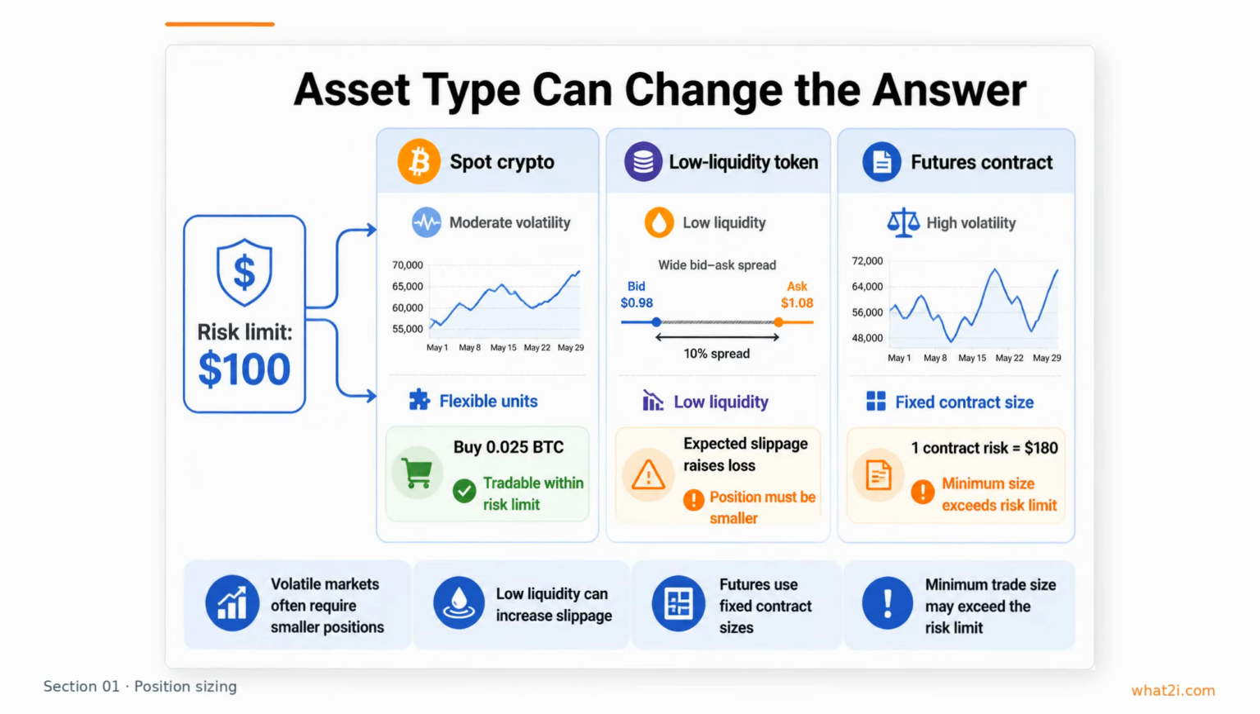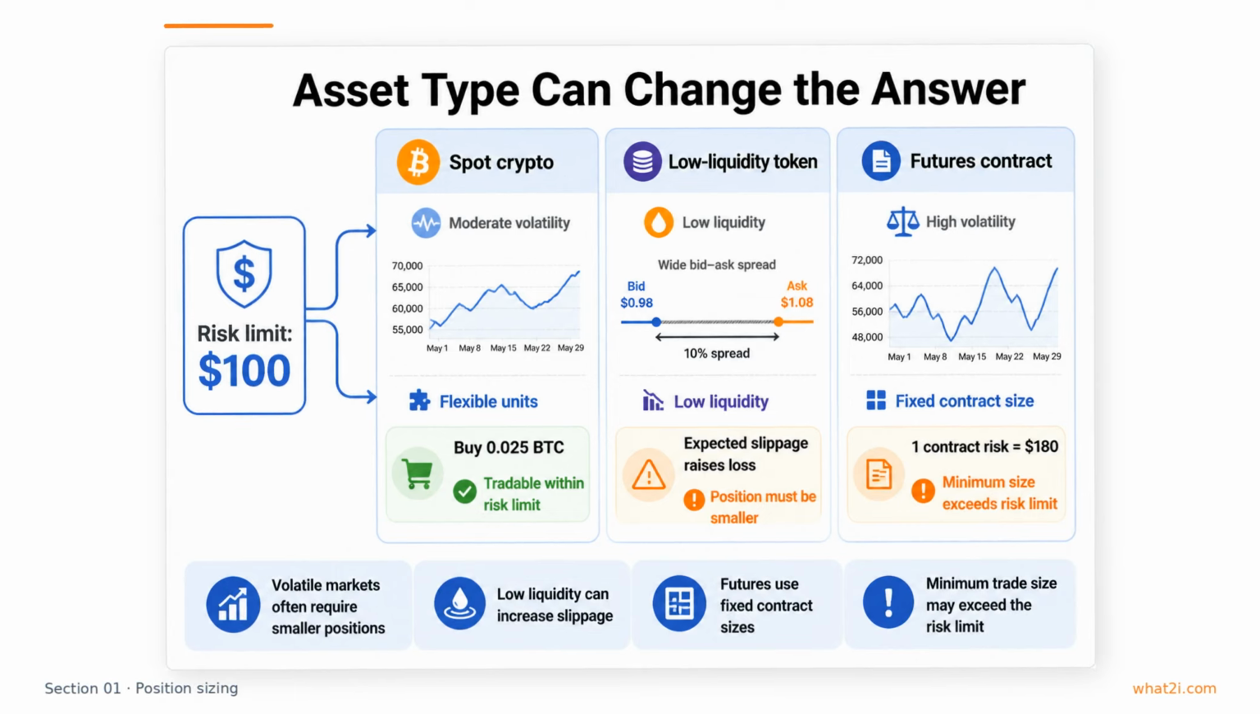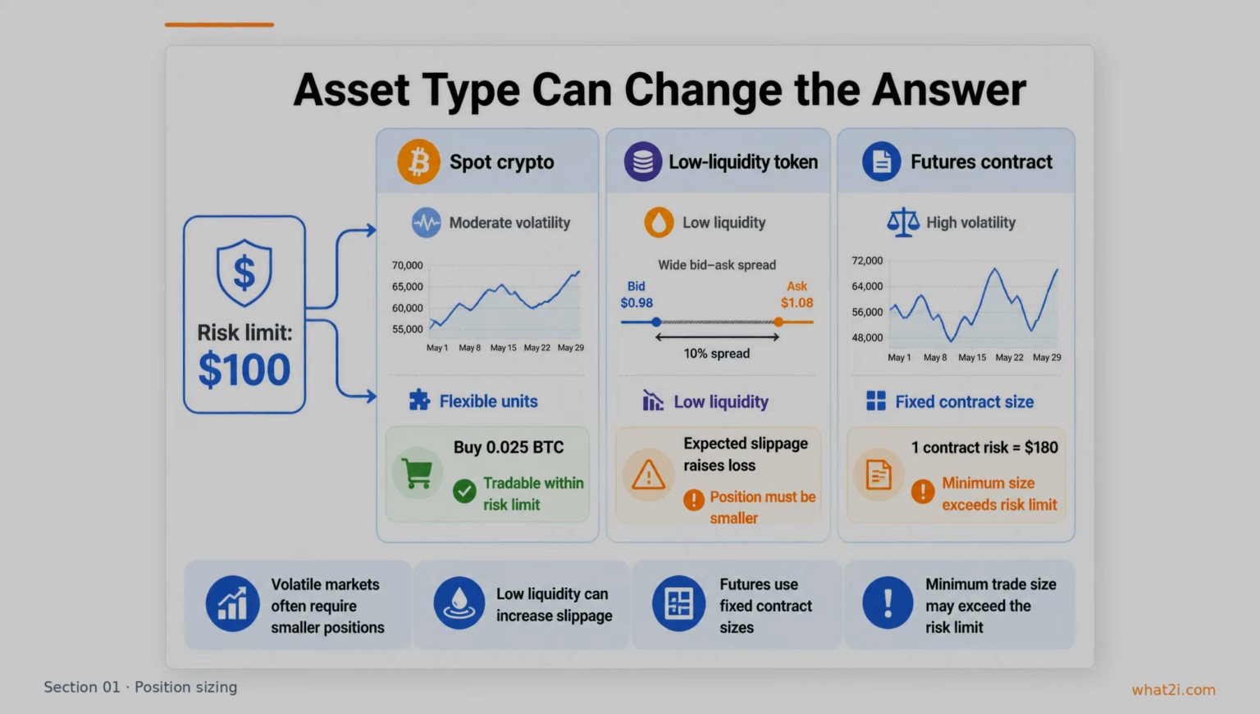Position sizing gets more complicated when the asset type changes. Spot assets often allow flexible unit sizes, but more volatile markets usually require smaller positions because each unit carries more risk. Low liquidity assets can also create hidden risk through slippage, where the actual exit is worse than your planned stop. Futures add another challenge because they use fixed contract sizes. Sometimes the minimum trade size is simply too large for your risk limit. In those cases, the trade idea may be valid, but the instrument is not suitable for your account size.